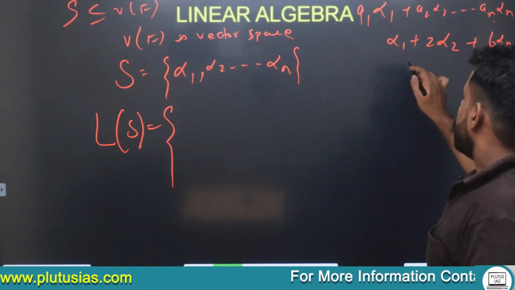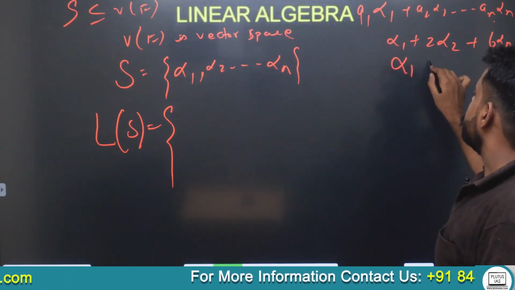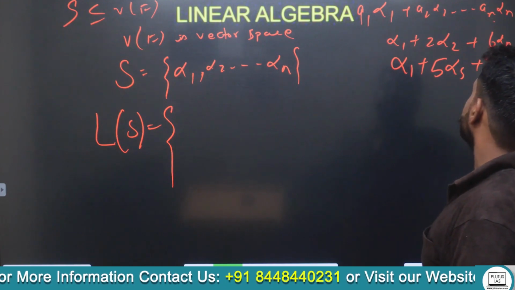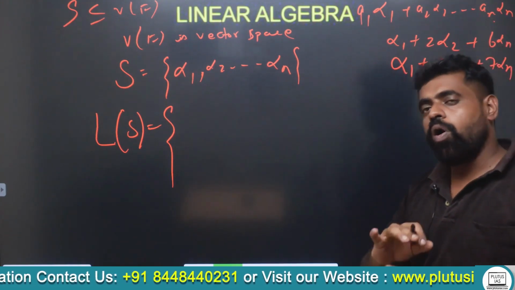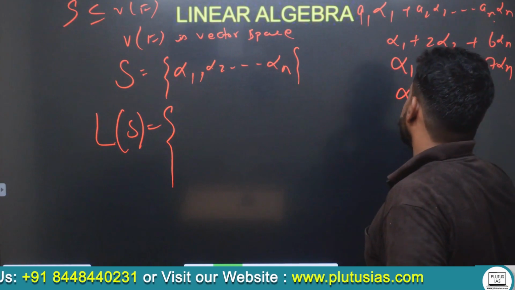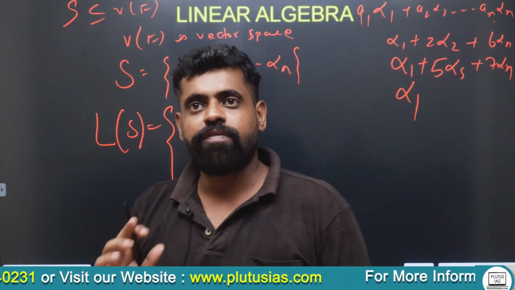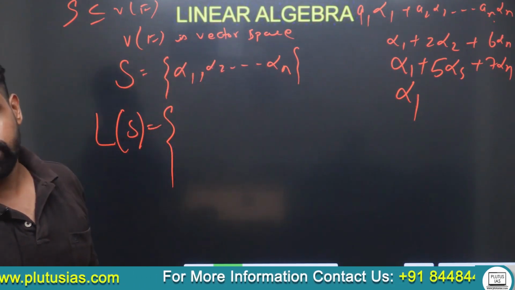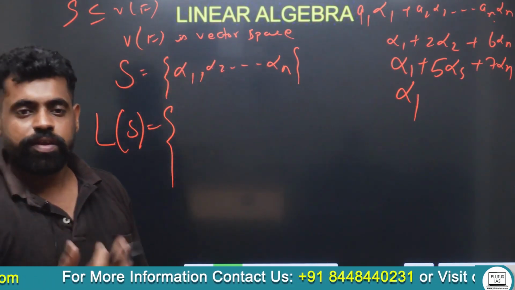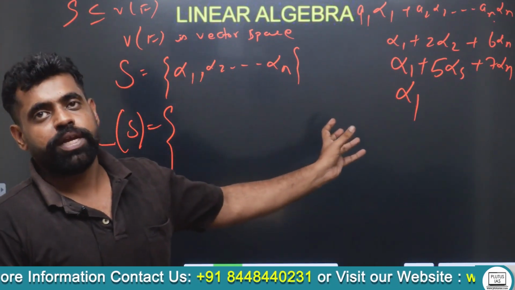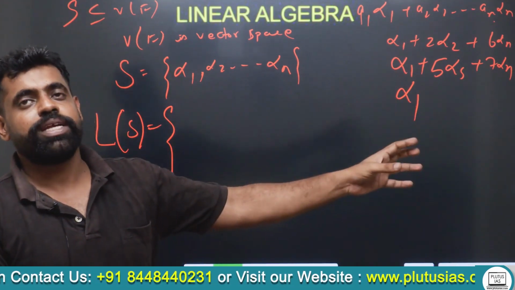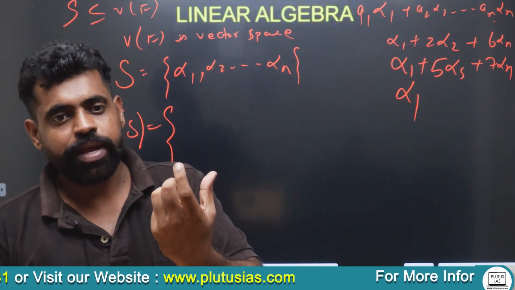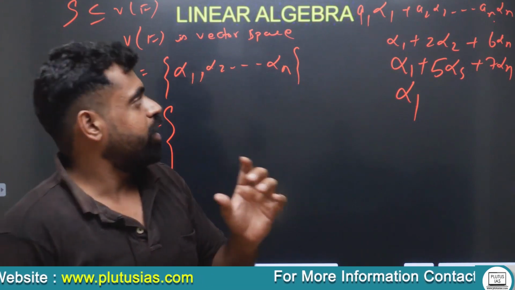Again, alpha 1 plus 5 alpha 5 plus 7 alpha n. This is a linear combination. In fact, alpha 1 itself belongs to the linear span. We'll take a1 as 1 and all the other elements a2, a3, an as 0. So all those linear combinations will give an element of the vector space, right? See, you understand this.